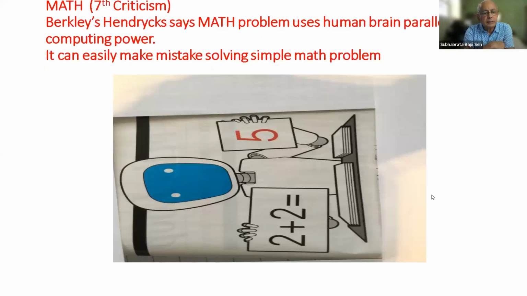The last criticism is simple math. Berkeley's Hendrycks says math problems use the human brain's parallel computing power. It easily makes mistakes solving simple math problems. So you have parallel computing power, and with all that extra power, it can make 2 + 2 = 5. It could be mistaken, and the parallel computing power is not able to solve simple problems.